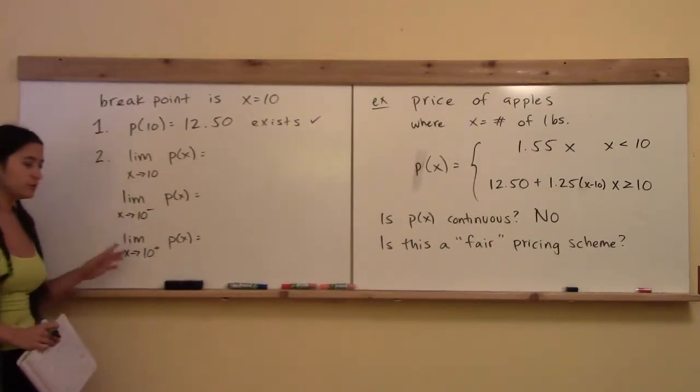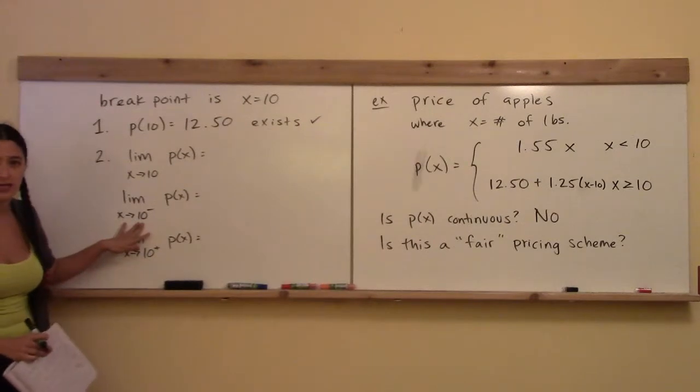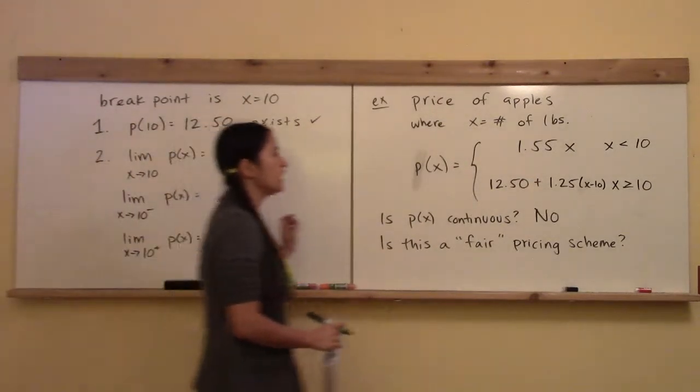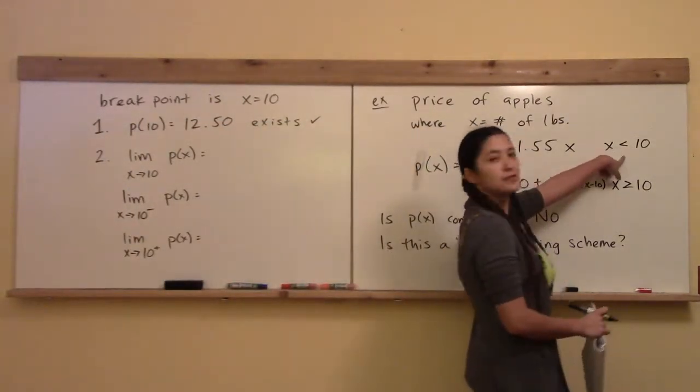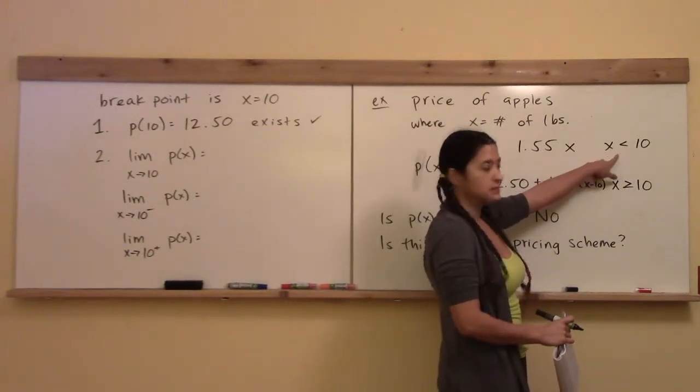Alright, so as a review, let's go over how to calculate these one-sided limits. x approaching 10 minus means the limit from the left, where x is less than 10.